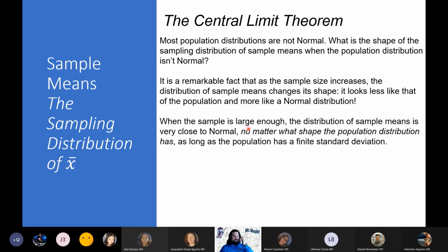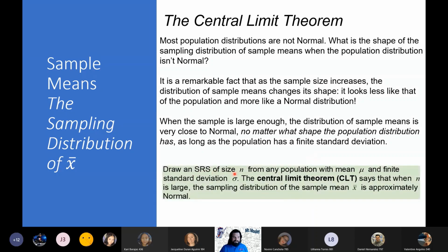When the sample is large enough, the distribution of sample means is very close to normal, no matter what shape the population distribution has, as long as the population has a finite standard deviation. And that just means that we know what the standard deviation is. So if we draw an SRS of size n from any population with mean mu and finite standard deviation sigma, the central limit theorem, CLT, says that when n is large, the sampling distribution of the sample mean x bar is approximately normal. We'll define what large is for this course next.